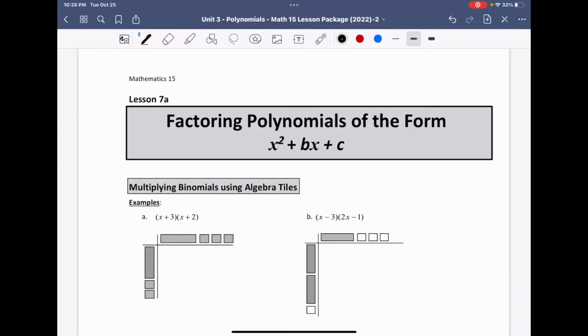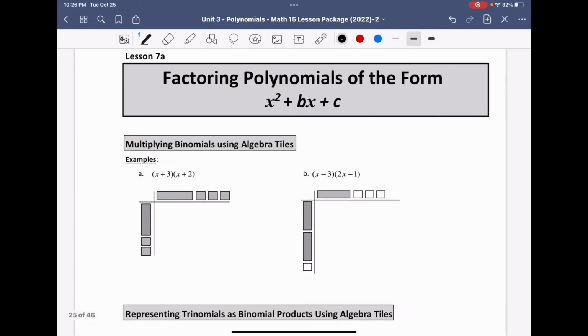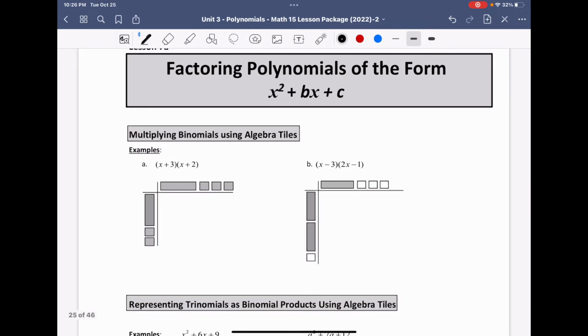All right, so now we move into lesson 7a of the polynomials unit, and we're going to be dealing with factoring polynomials of the form ax squared plus bx plus c. So when I look at multiplying binomials, well, I can start by visualizing them using algebra tiles.